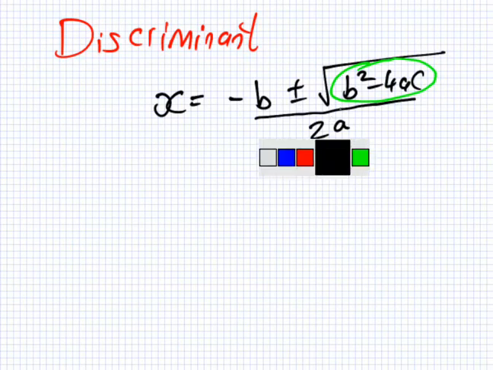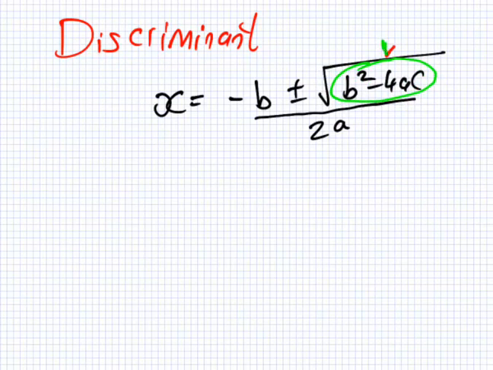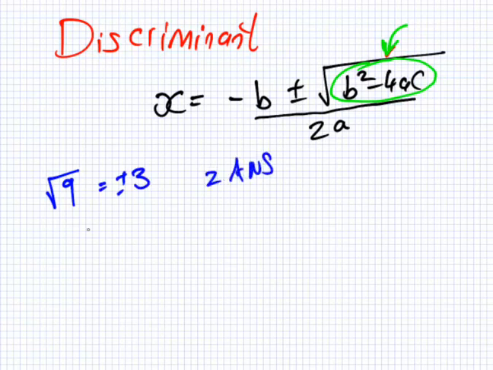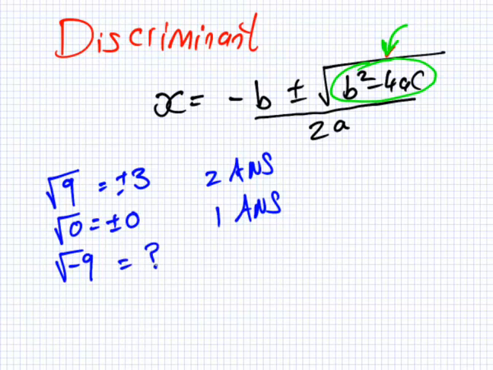In fact, this part here is a really important part, because it can tell us how many roots we have. For example, if this was root 9, then this could be plus or minus 3, which means we have 2 answers. But if it was 0, we have plus or minus 0, which is the same thing, so that's 1 answer. And if it was root minus 9, we don't have anything, so there are no answers.